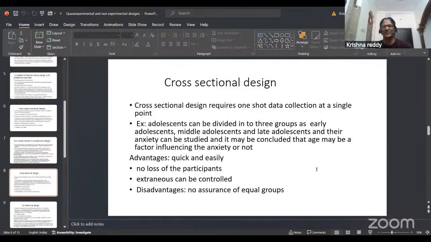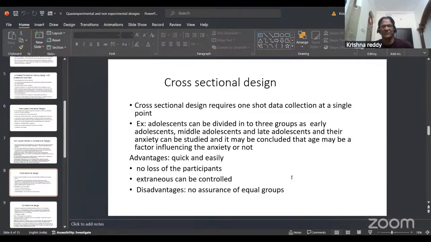Cross-sectional design requires one-shot data collection at a single point. For example, adolescents can be divided into three groups as early adolescents, middle adolescents, and late adolescents, and their anxiety can be studied, and it may be concluded whether age is a factor influencing the anxiety or not. If you want to understand the influence of age with regard to the anxiety of adolescents, then you can take up this kind of study.